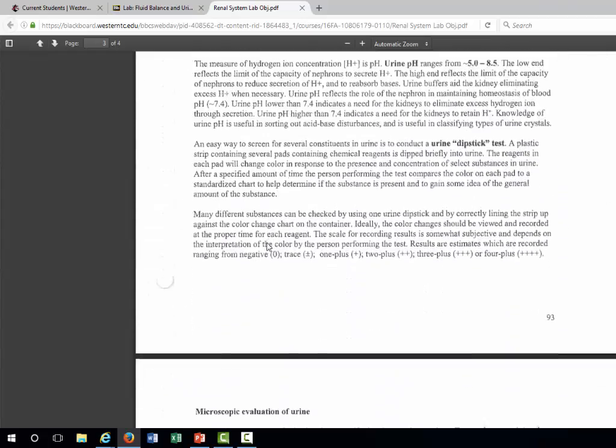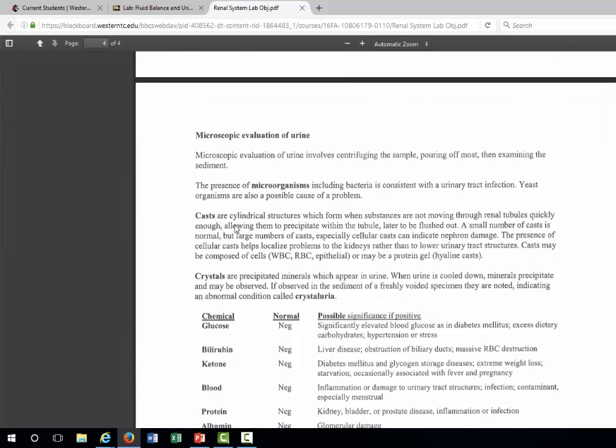I would highlight these two terms. We have casts and crystals. Precipitated minerals are the crystals. Uric acid can crystallize, and then it settles down in the interstitial fluid and ends up in the lowest joint in the body, which is the big toe. Have you heard of the condition where people get a swollen, inflamed, and sore big toe because of uric acid crystallizing?